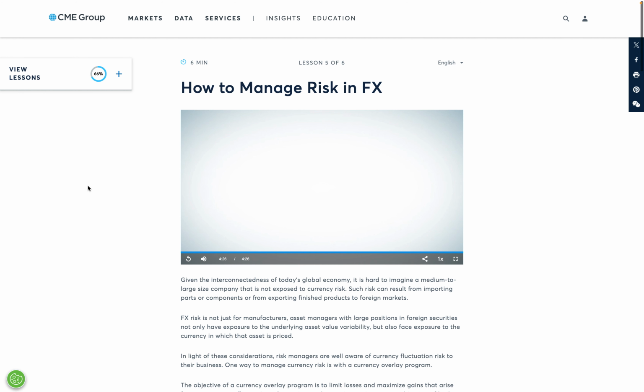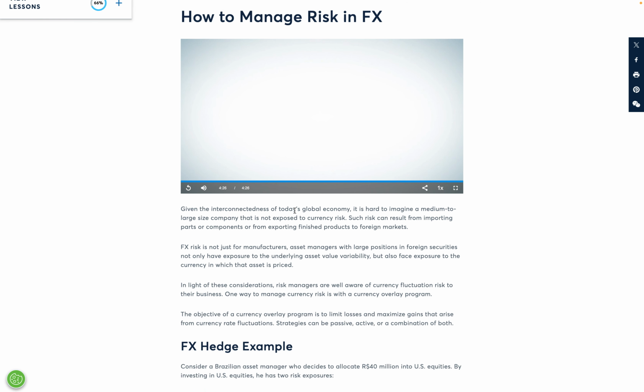Super interesting. Okay. Given the interconnectedness of today's global economy, it is hard to imagine a medium to large size company that is not exposed to currency risk. Such risk can result from importing parts or components or from exporting finished products to foreign markets.